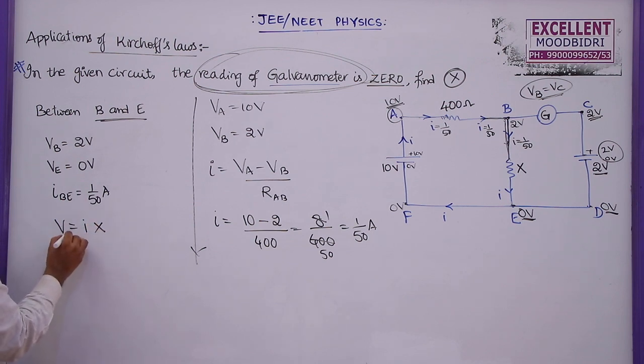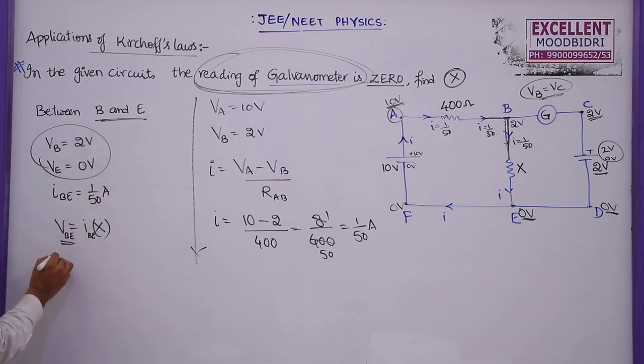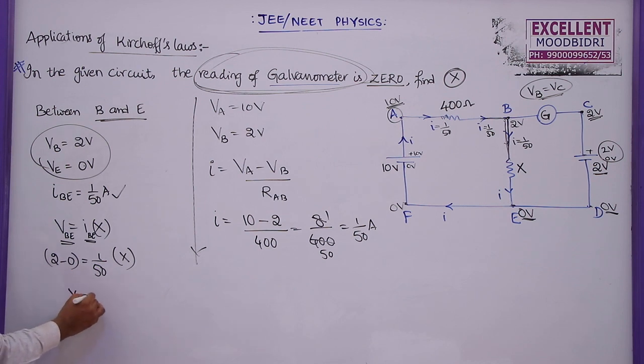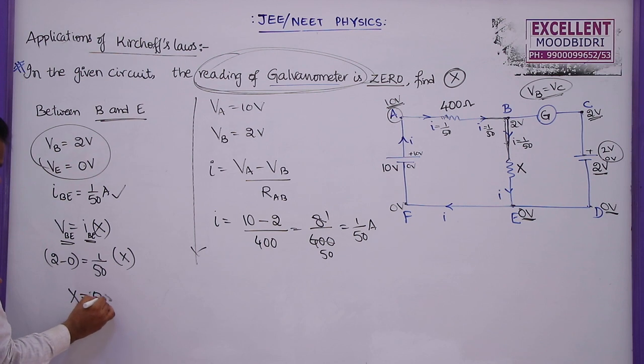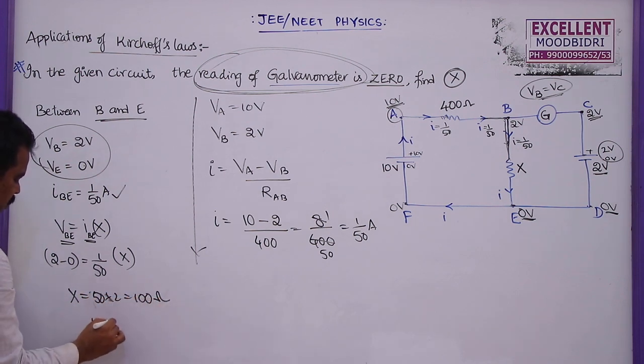This is the potential between B and E. This is the current through BE into X. So what is VBE? The difference between these two, that is 2 minus 0, is equal to IBE, which is given by 1 by 50, into X. So by cross multiplication, 2 into 50 is 100. So the value of X is equal to 50 into 2, that is 100 ohms. So X is equal to 100 ohms.